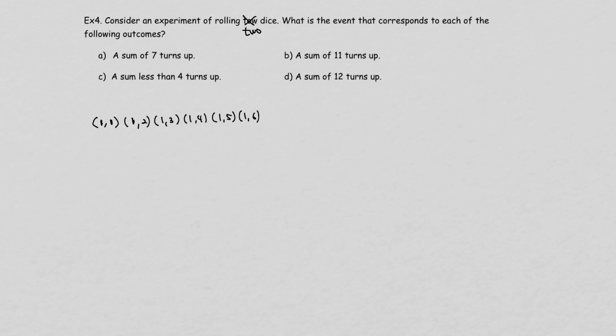And same thing will happen when first die is 2, right? All the way to 6. It will be the same thing if first die is 3, right? And all the way to when first die is 6. So when you're counting this, you're going to have 6 across, 6 down, which is going to be 6 times 6. So your outcome is going to be 36 total outcomes.